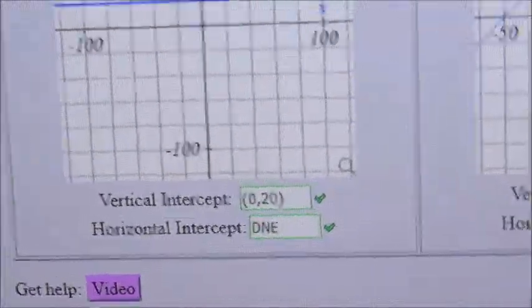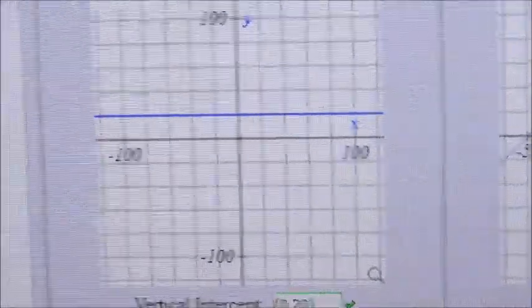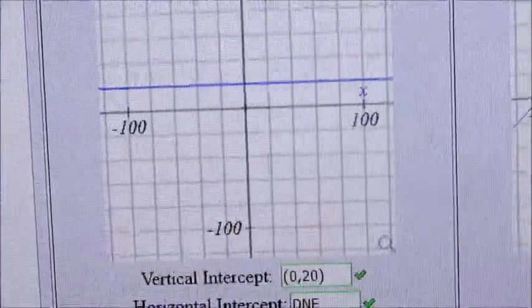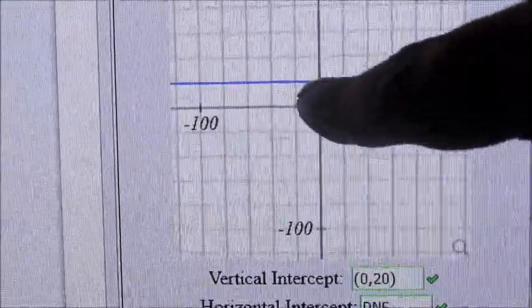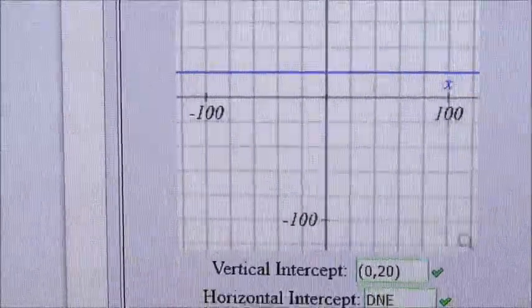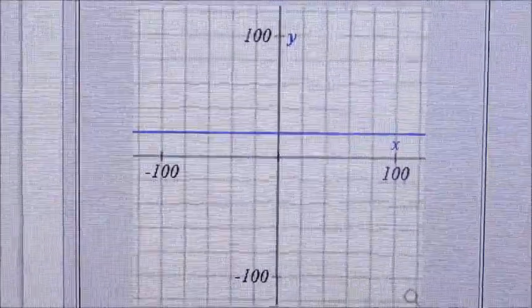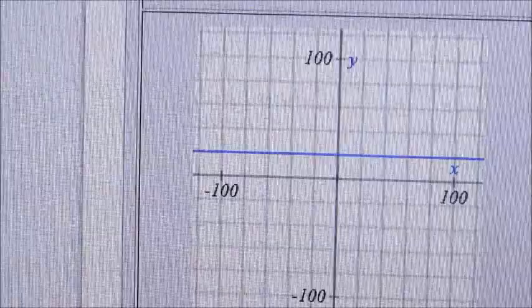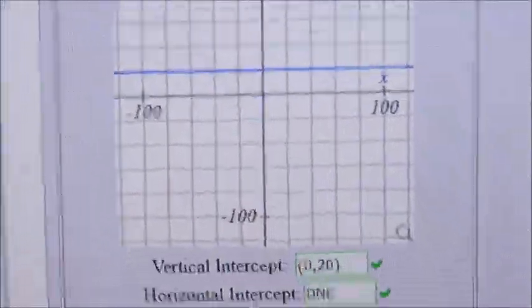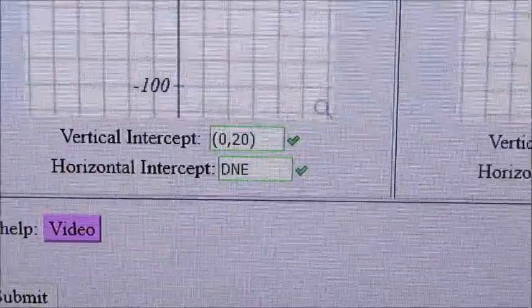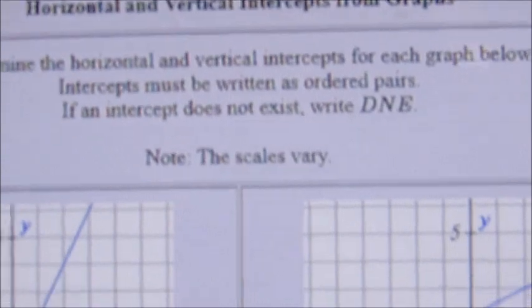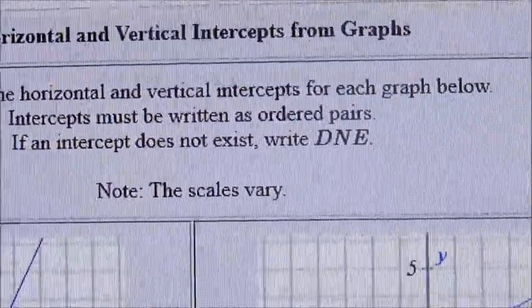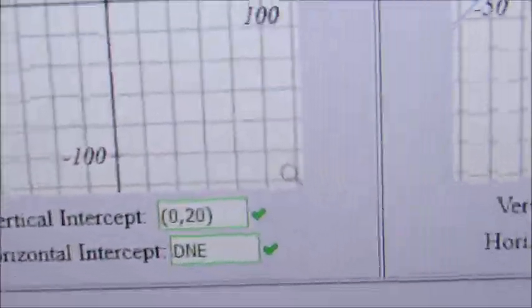Okay, so here's one that's a little bit different. It's a horizontal line like we did in the last section, and notice that this tick mark is at 100, and there's 1, 2, 3, 4, 5 tick marks in between 0 and 100. So divide 100 by 5 and we get 20. So our vertical intercept is at 0, 20. But note here, it says if an intercept does not exist, type DNE or write DNE.